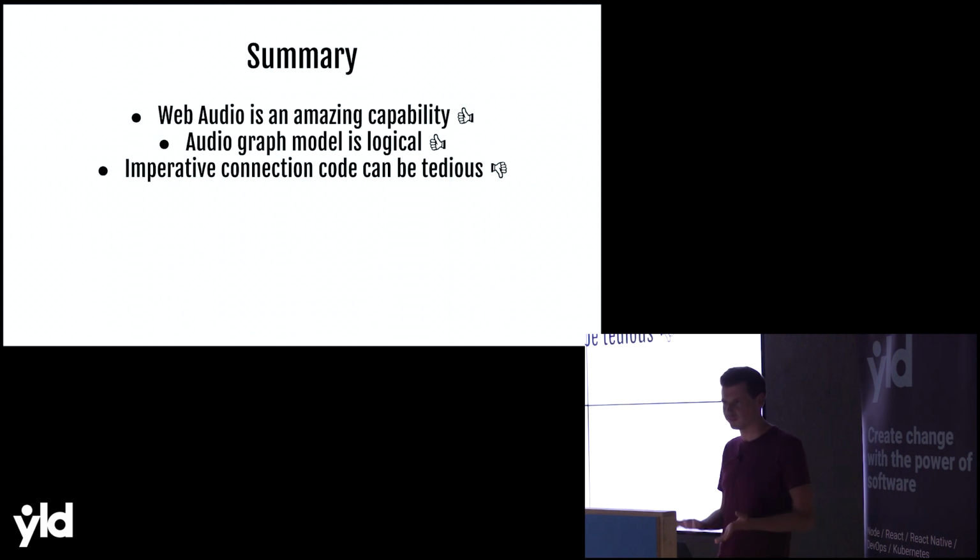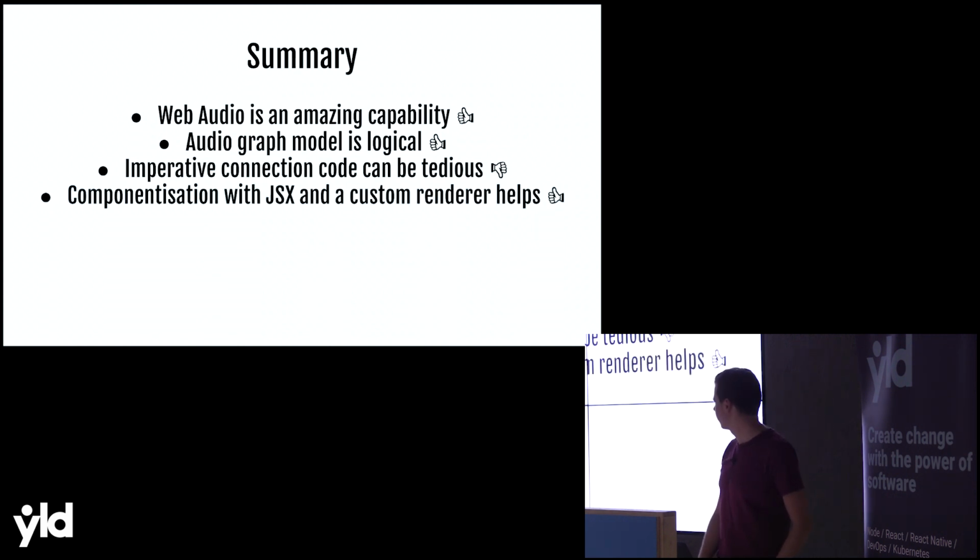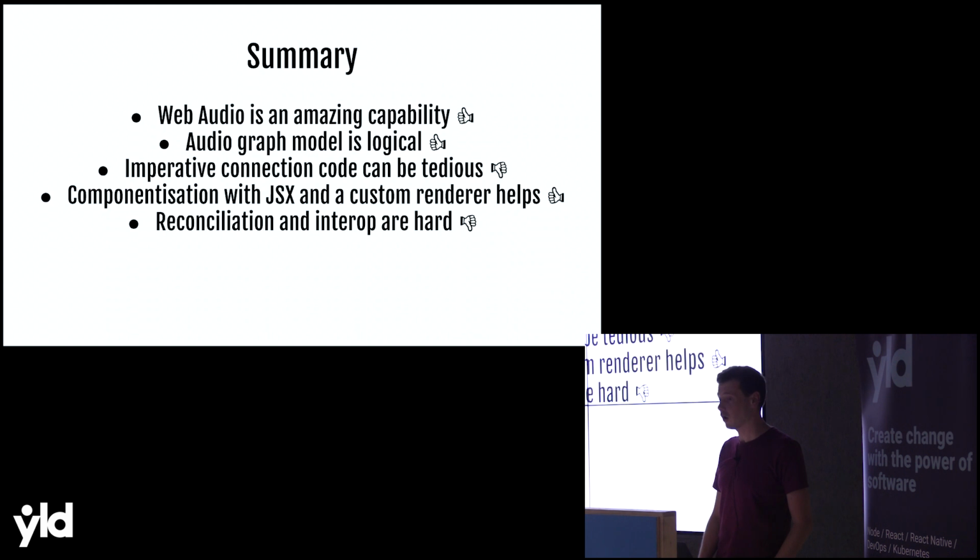Again, as I said, there are more functional and declarative ways to handle that outside of my example. But componentization with JSX and a custom renderer certainly helps us from a consumer's point of view. But reconciliation and interop, as I've just discussed, are hard, and they're not the kind of thing you can do in one evening like I tried to do.